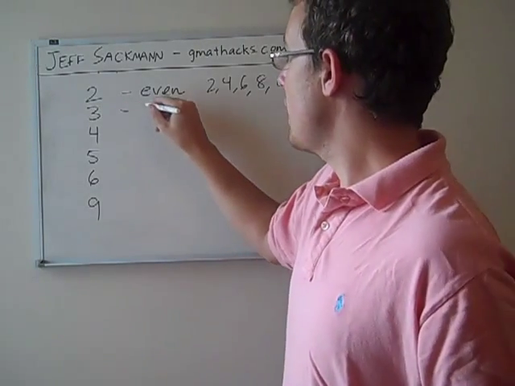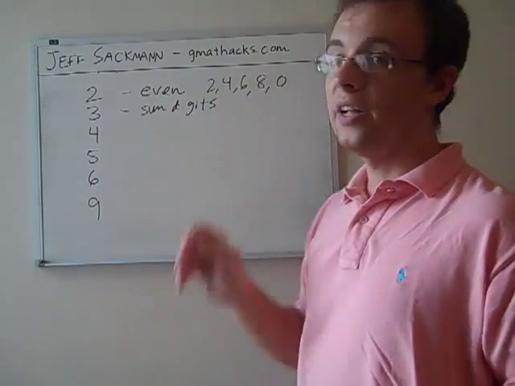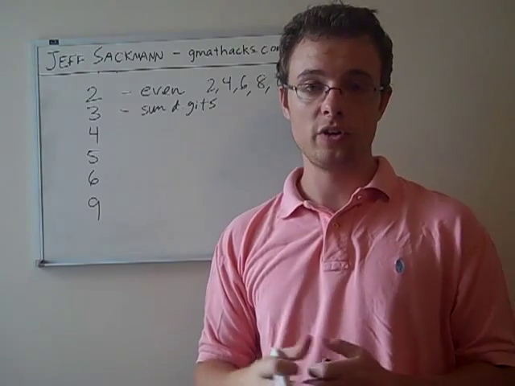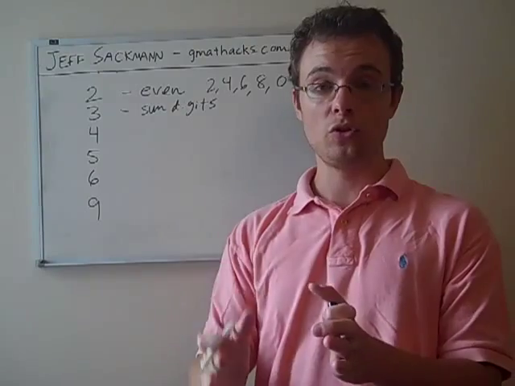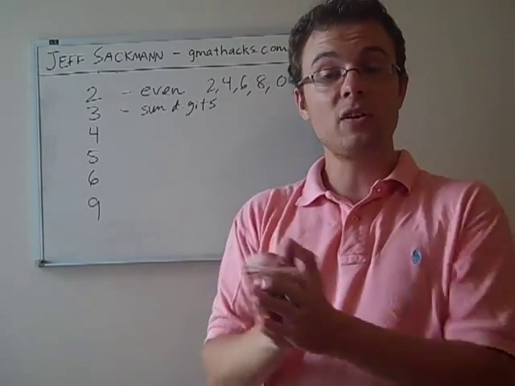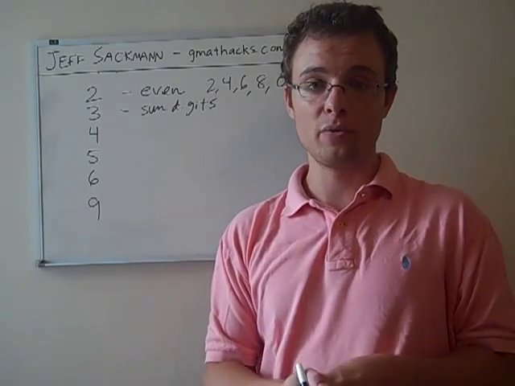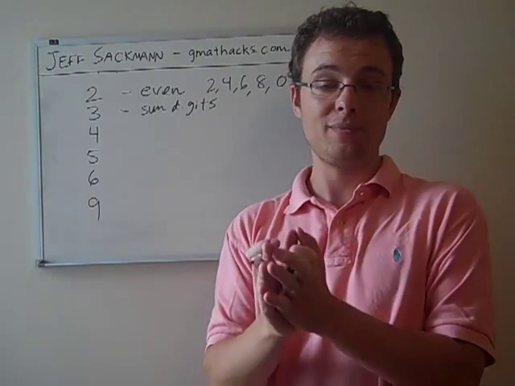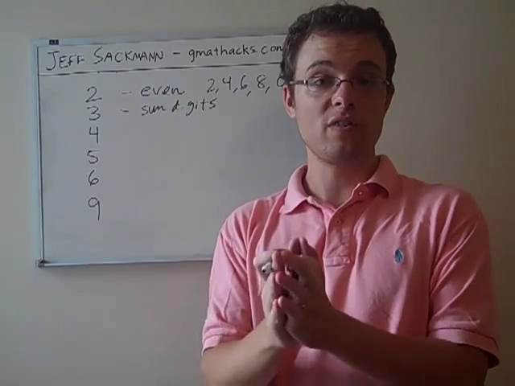For 3, you look at the sum of the digits. So let's say you have a number like 225 and you want to know whether 225 is divisible by 3. Add the digits 2, 2, and 5. The sum is 9. If the sum itself is divisible by 3, then congratulations, you've got a number that's divisible by 3. So because the sum of the digits of 225 is divisible by 3, 225 is divisible by 3.